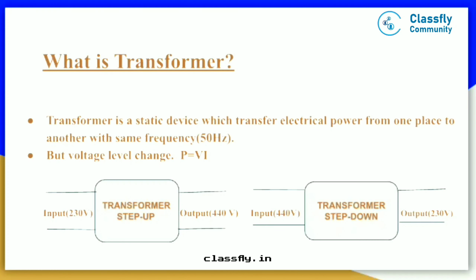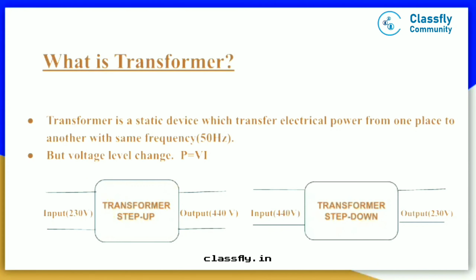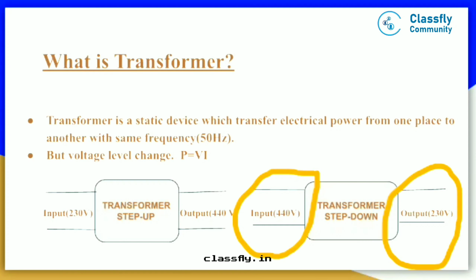Now the next one is there are two types of transformer which we usually know: the step up transformer and the step down transformer. In simple language, if our input is less, we use a step up transformer to increase our output. If our input is 230 volts, we will get an output more than 230 volts, for example 440 volts. Similarly, when we use a step down transformer, our input is high and we decrease from 440 volts, so the output will be less than 440 volts, for example 230 volts.